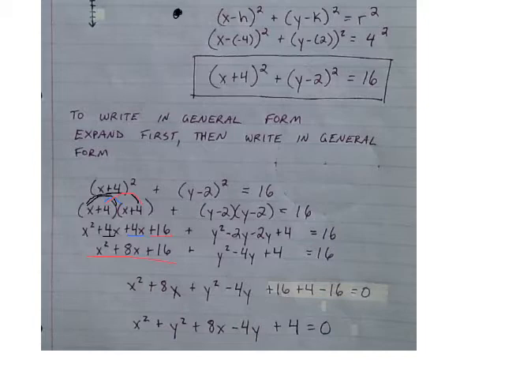I did the same thing for the (y minus 2) squared: expand it, distribute, clean it up. And then in the last two steps, I am taking all of my pieces and writing it into the general form. As a reminder, the general form looks like x squared plus y squared plus ax plus by plus c equals 0. So we've got the x squared, the y squared, 8x minus 4y, and there's our c value, 4, equals 0.